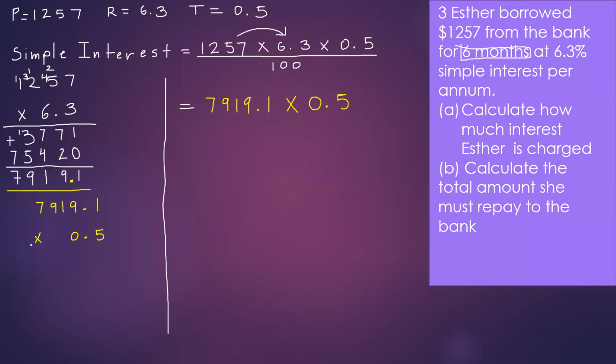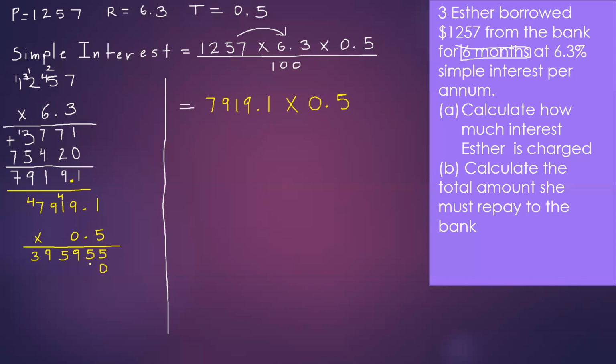So obviously we're going to begin with the 5 first. So it's going to be 5 times 1, which is 5. 5 times 9 is 45. 5 times 1 is 5 plus 4 equals 9. Good. 5 times 9 is 45. 5 times 7 is 35 plus 4 is 39, right? Yes, so we put the 0 as a placeholder.